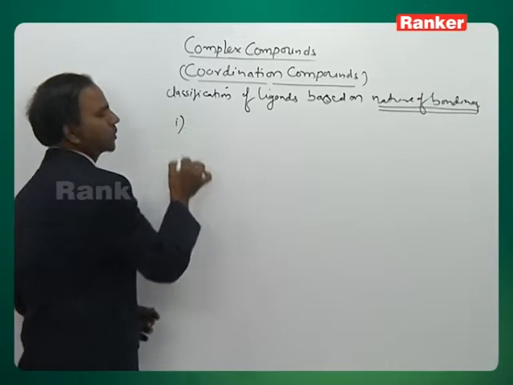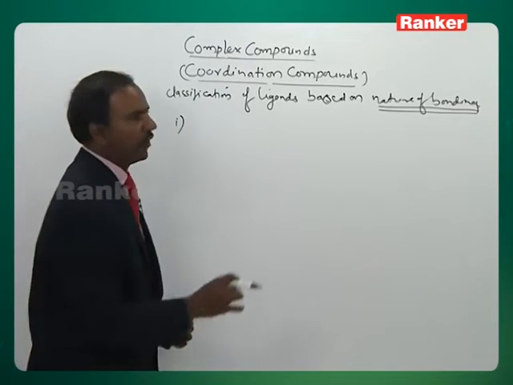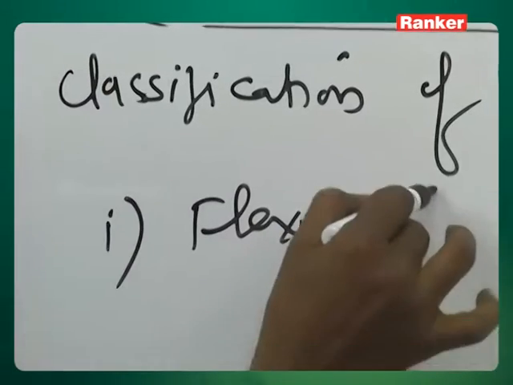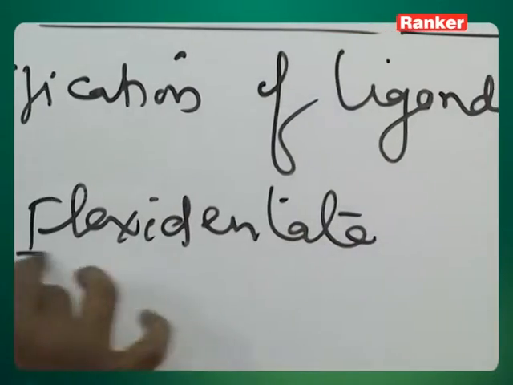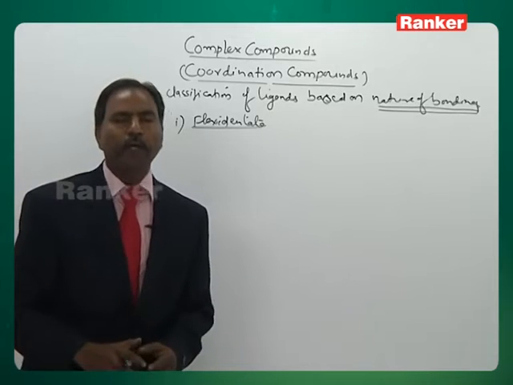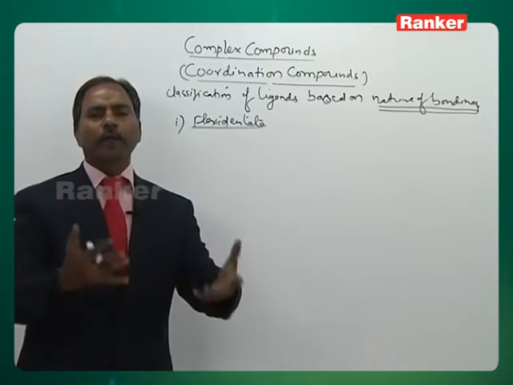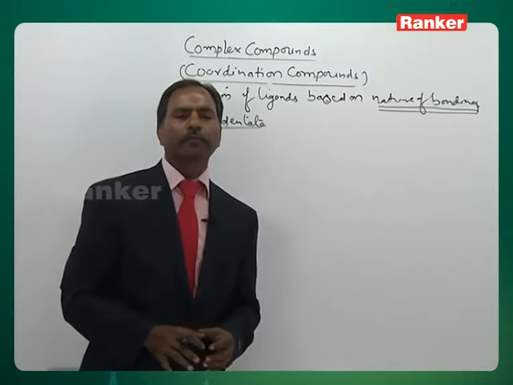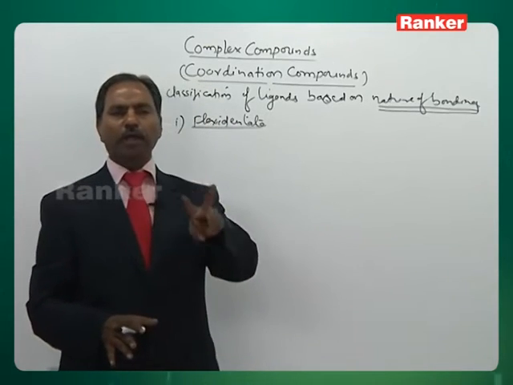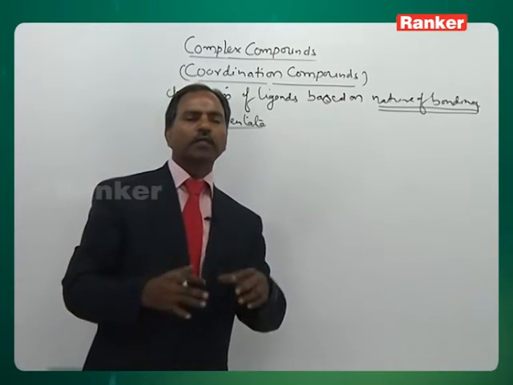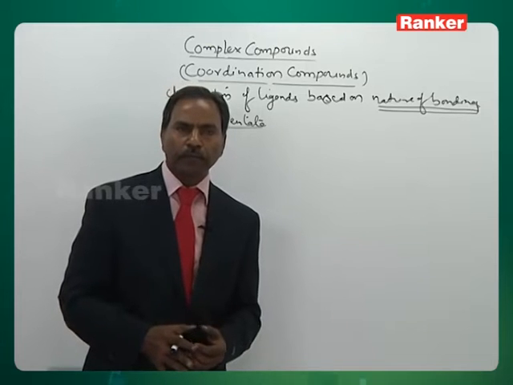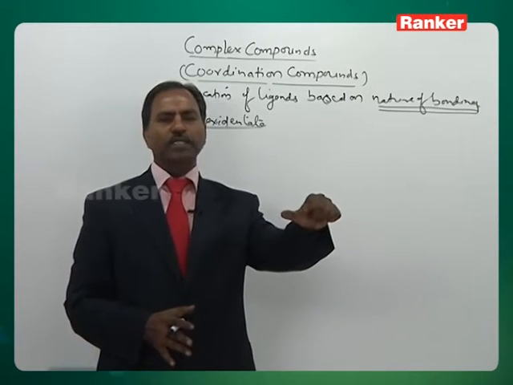First one, let me introduce flexidentate ligands. Look here, some of the ligands which are polydentate may or may not use all the donor atoms in bonding. Suppose you are taking the sulfato ligand. It is a bidentate ligand, but often it is using both donor atoms, and often it may not use both donor atoms. So it is acting as bidentate and also as monodentate.